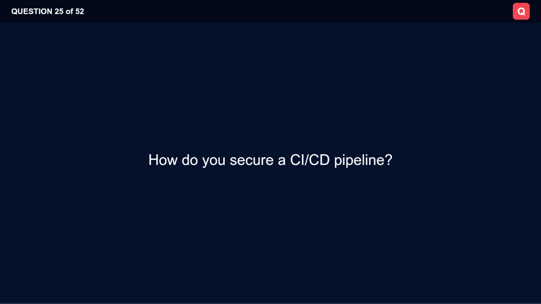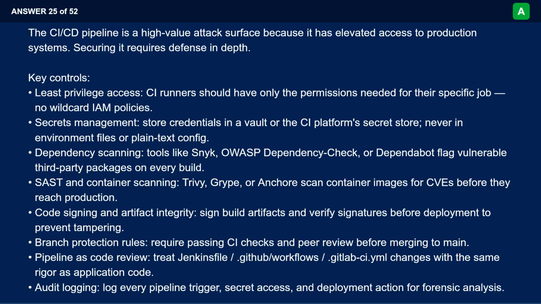How do you secure a CI/CD pipeline? The CI/CD pipeline is a high-value attack surface because it has elevated access to production systems. Securing it requires defense in depth. Key controls. Least privilege access. CI runners should have only the permissions needed for their specific job, no wildcard IAM policies.